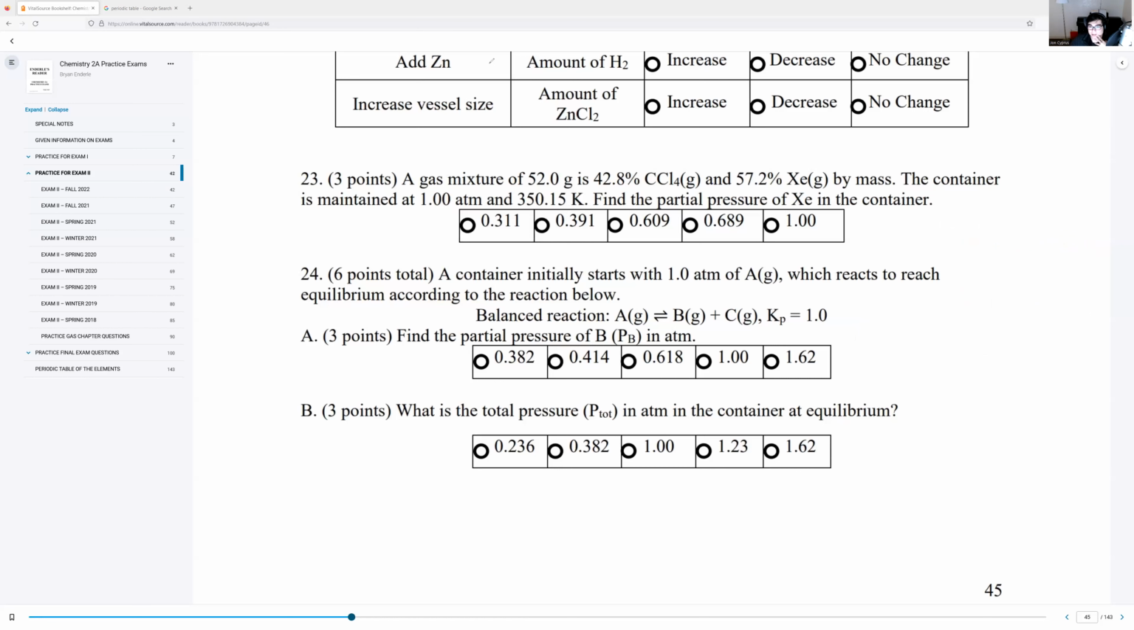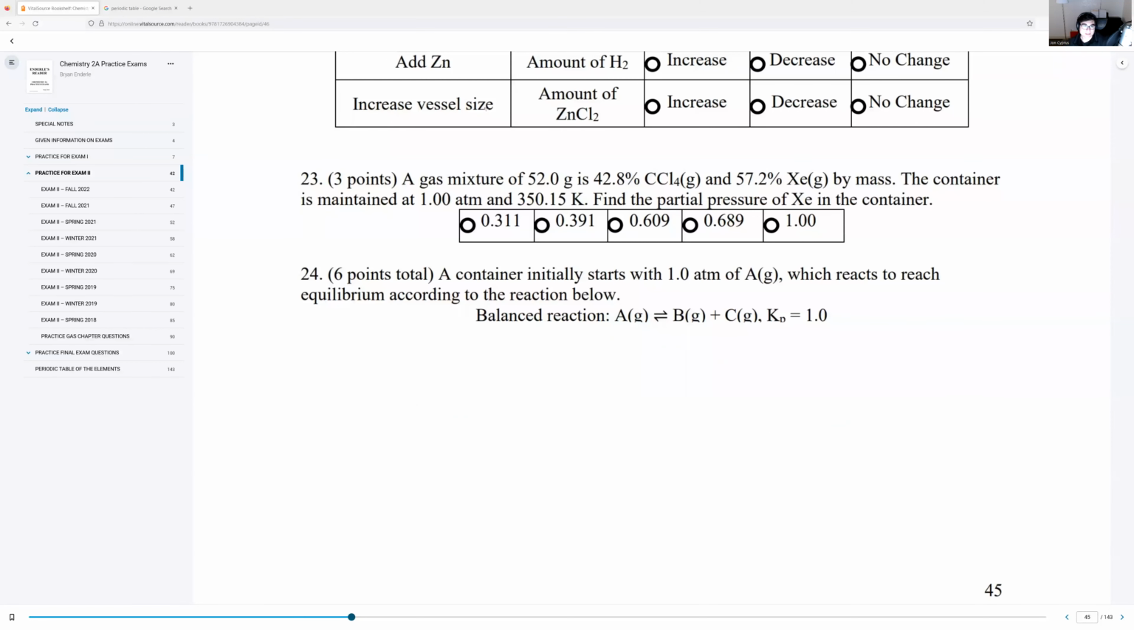All right, 24: a container initially starts with 1 atm of A, not argon, of A, which reacts to reach equilibrium according to the reaction below. Find the partial pressure of B, PB, in atm. So if you're looking at this, what you can do is essentially do an ICE table. Now, why am I allowed to do this? It says that this starts at 1 atm. I'm going to do ICE like that.